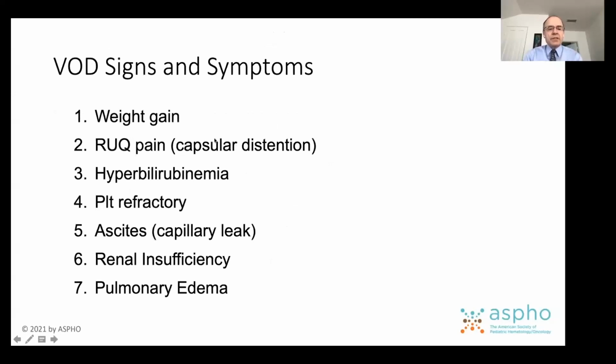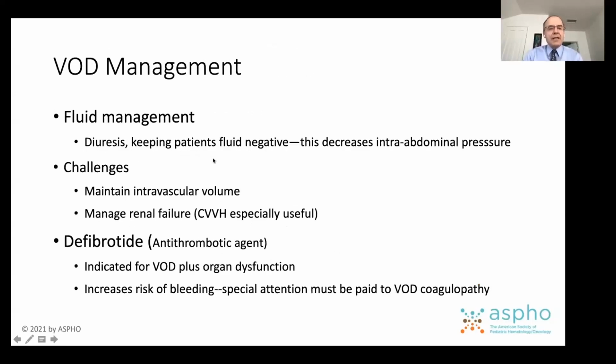These are definite signs and symptoms: weight gain, right upper quadrant pain, hyperbilirubinemia, and the rest of these things, including especially platelet refractoriness. How do you take care of it? Key is fluid management. You want to diurese, keep patients fluid negative if you can. One of the chief things is they can become massively fluid overloaded, and that increases intra-abdominal pressure, which just worsens the disease in this kind of vicious cycle. The challenge, though, is to maintain intravascular volume.